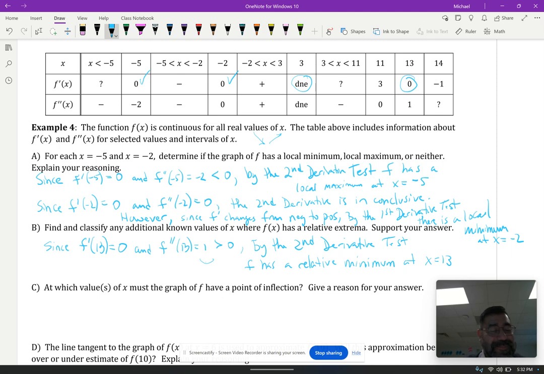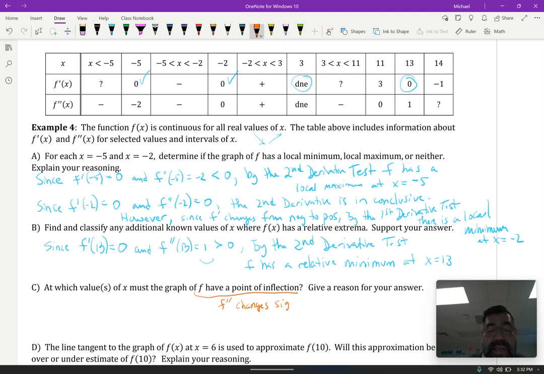All right, next part. At which values of x must the graph of f have a point of inflection? So when do points of inflection happen? When the second derivative changes signs. It doesn't matter if it changes from positive to negative or from negative to positive. Whenever f double prime changes signs, I have one. So where does the second derivative change signs? Here's negative, negative, negative, zero, positive. Here, it changed from negative to positive.